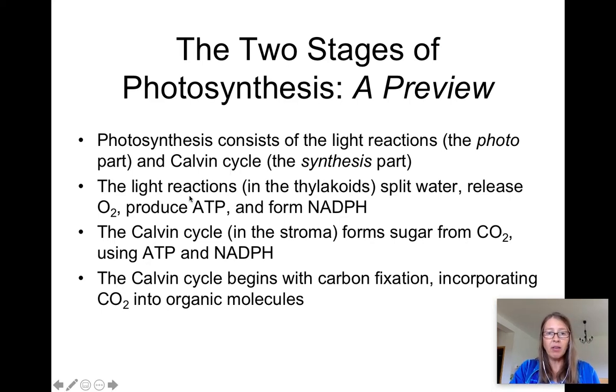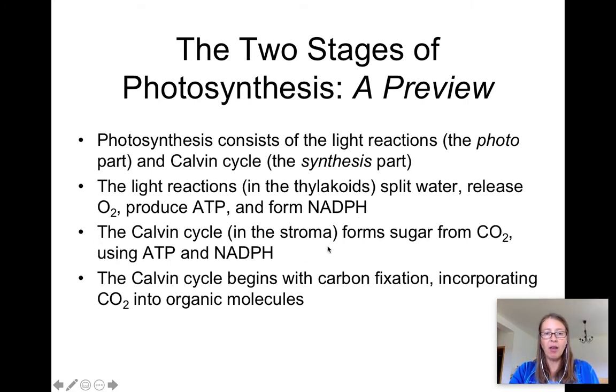And in the light reactions, the ones that depend on light, essentially what's going to happen is the plant is going to take water and light. They're going to split water with light, and it's going to make a whole bunch of ATP and NADPH, which is an electron carrier. And this is where oxygen will be released in the process of photosynthesis.